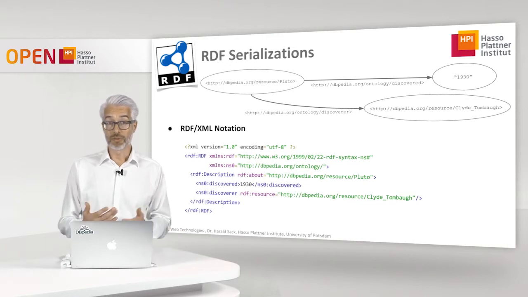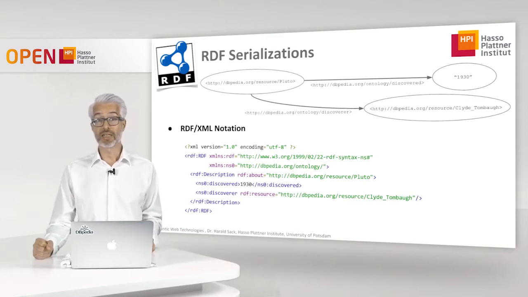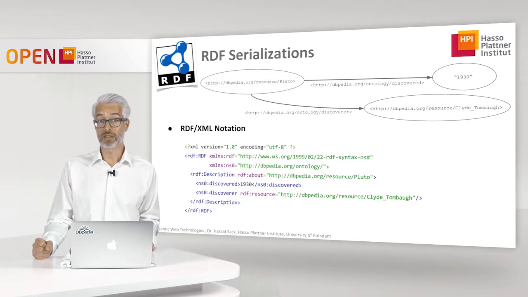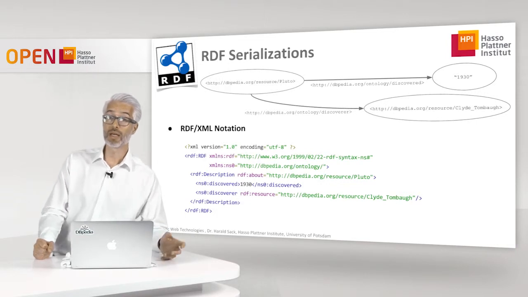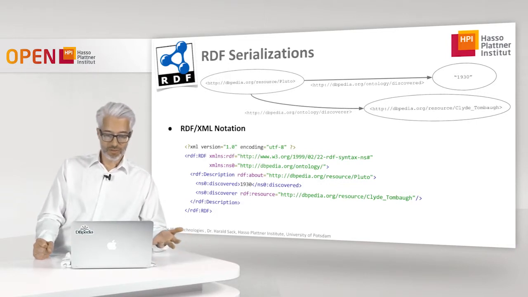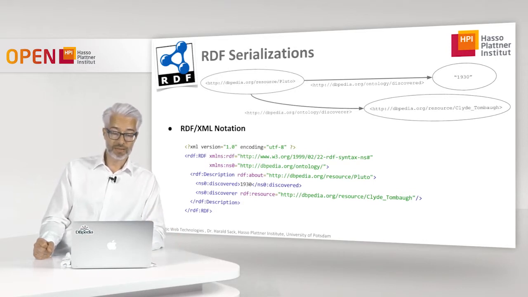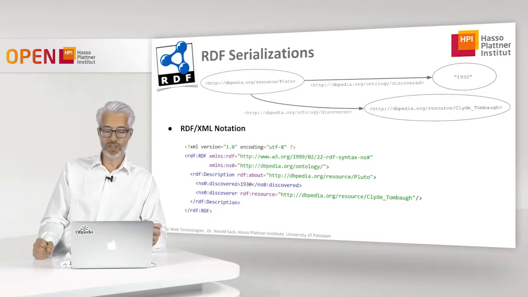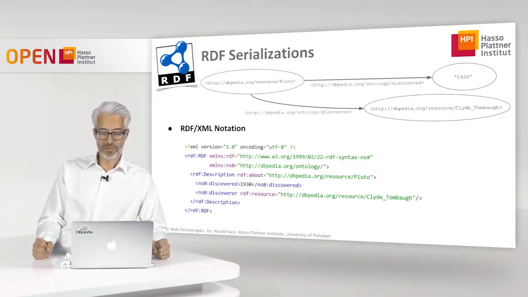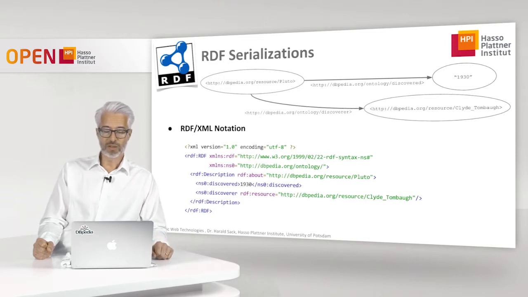And then, of course, if you exchange this kind of data among programs and applications, you for sure also need an XML-based notation. So this is a serialization of RDF based on XML syntax. So here again, you have to use a special namespace for RDF. And here is also a definition of a namespace for the dbpedia ontology. So let's have a closer look at that. So where are our triples here?